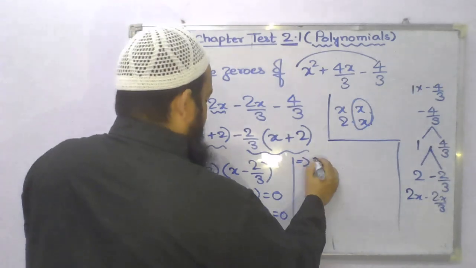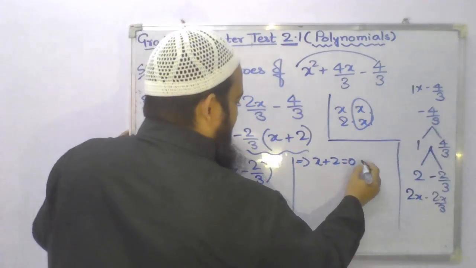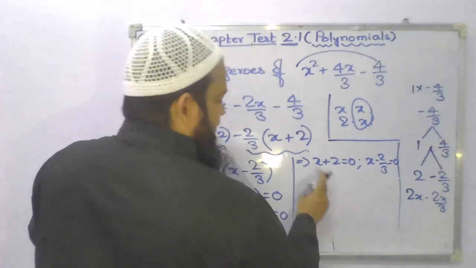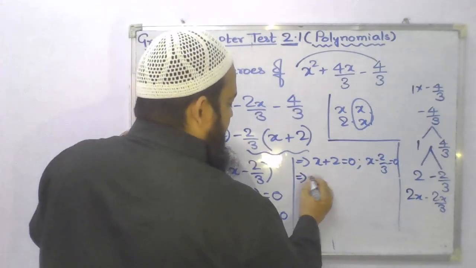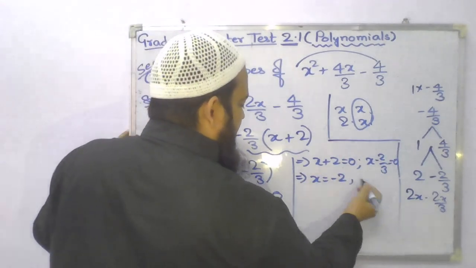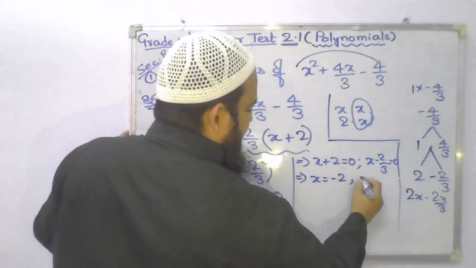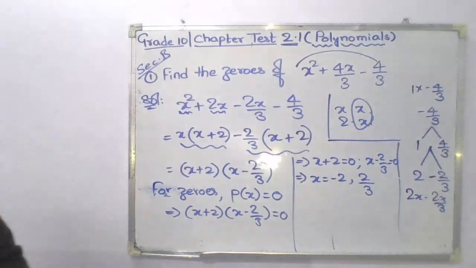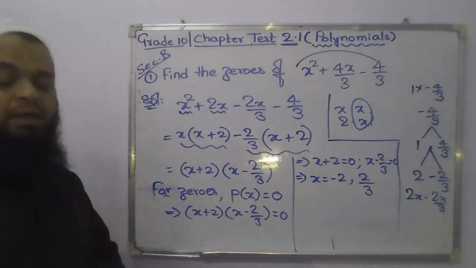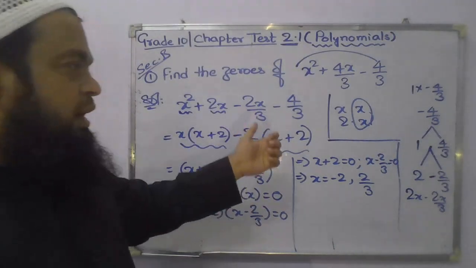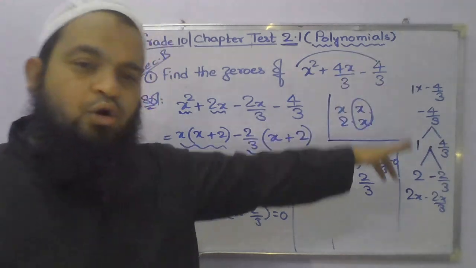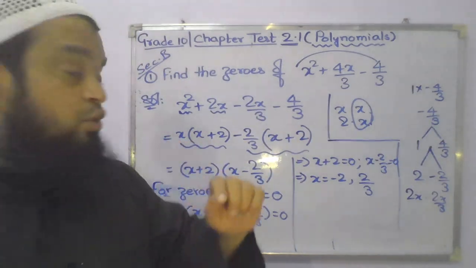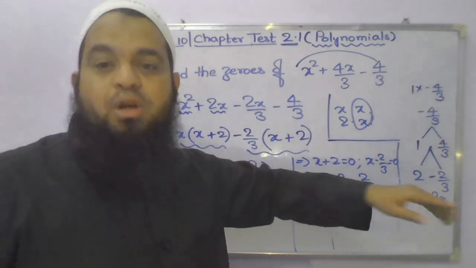So that implies x plus 2 is equal to 0 or x minus 2 by 3 is equal to 0. So plus 2 when I transpose, x is equal to minus 2, comma, minus 2 by 3 when I transpose, it will be plus 2 by 3. Understood, my dear students? So yes, if you do your calculations on your own, along with me, you can write running notes. But if you do calculations like this on your own, you will get ideas.